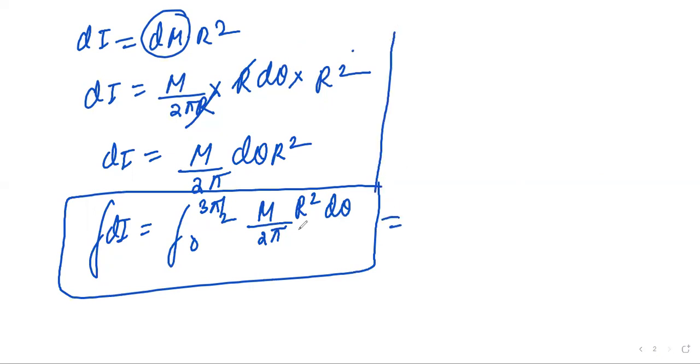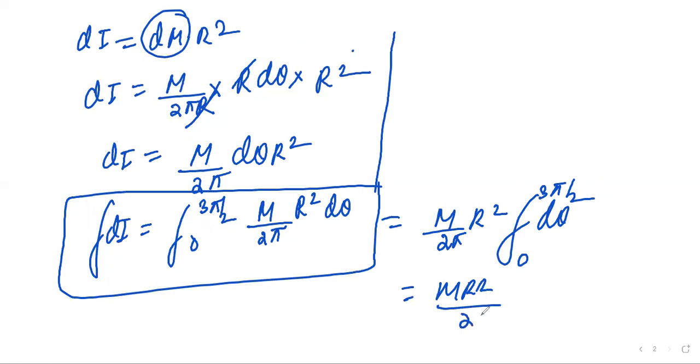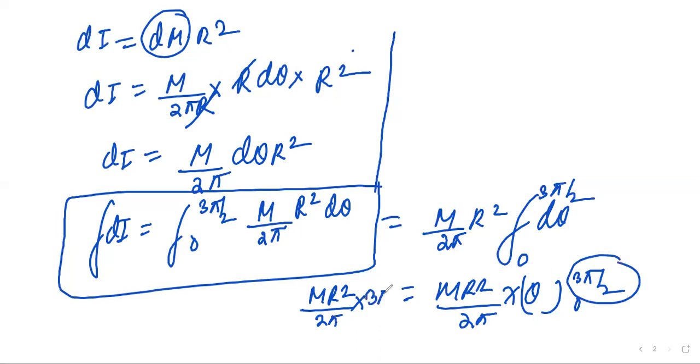Take the constant part outside, so it is m r square upon 2 pi. The integration of d theta with limits 0 to 3 pi by 2 gives theta. Now put the value of theta as 3 pi by 2, so you get m r square by 2 pi into 3 pi by 2. Now cancel pi with pi. Remaining is m r square into 3 upon 4.